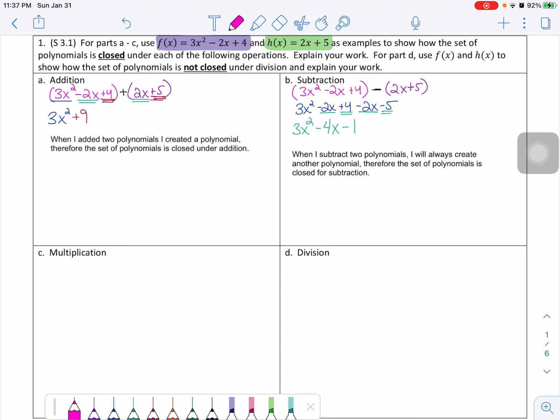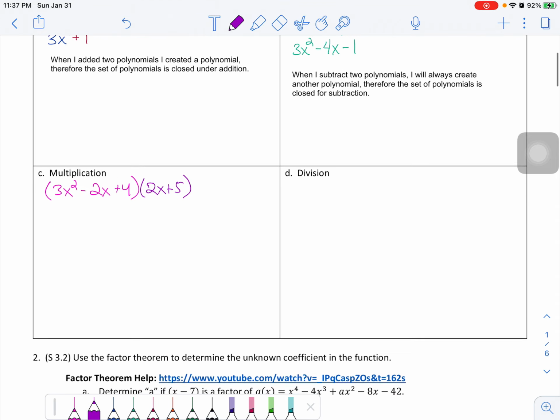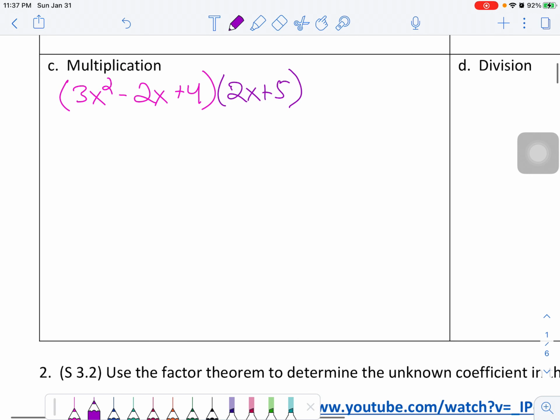For part C, we've got multiplication. So I want to multiply my two polynomials together. So 3x squared minus 2x plus 4, but this time I'm going to multiply it times 2x plus 5. Now, however you like to do multiplication, do multiplication. I tend to use the distributive property. So I'm going to take this 2x and multiply it times those three pieces. So 6x cubed minus 4x squared plus 8x.